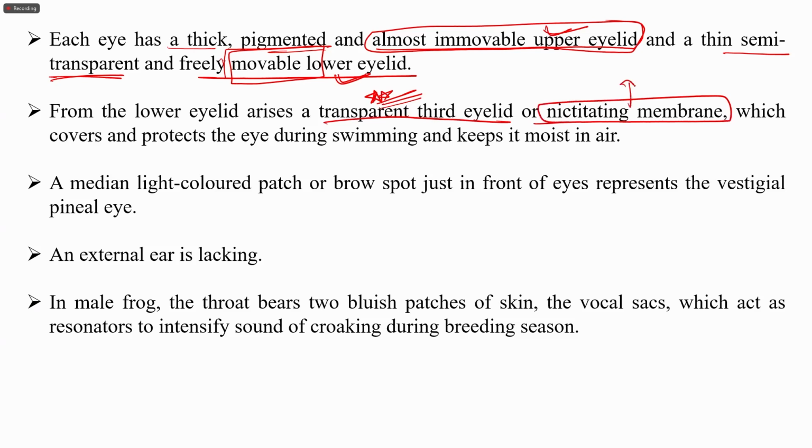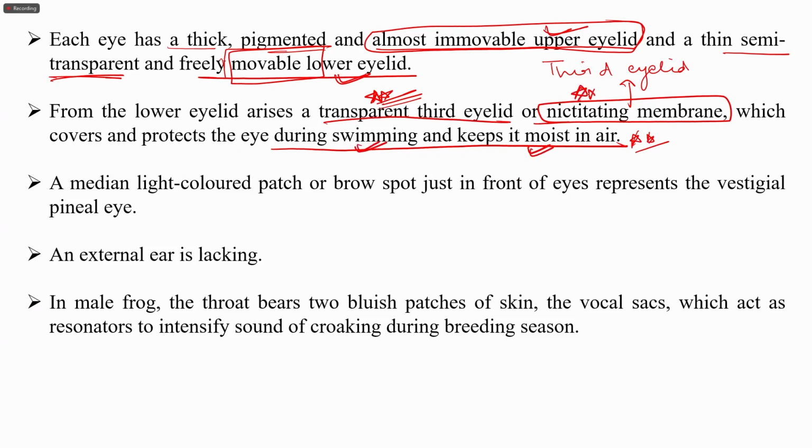This nictitating membrane originates from the lower eyelid and is known as the third eyelid, which covers and protects the eye during swimming and keeps it moist in air. So it prevents the entry of water directly into the eye.